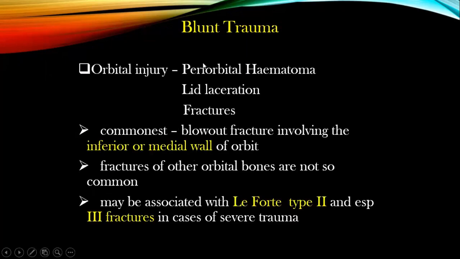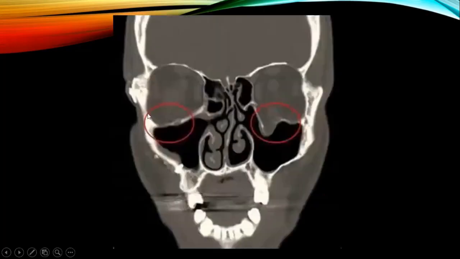So blunt trauma, it can give rise to a whole lot of complications from front to back up to the optic nerve. The orbital injuries, they can give rise to periorbital hematomas, lacerations, fractures, especially involving the inferior or the medial wall of the orbit. And sometimes it can be associated with Le Fort type 2 and type 3 fractures. And as seen in this CT, there's a fracture of the inferior orbital wall, and there's a classical teardrop sign here. And if you compare it with the other side, there's a fracture in the inferior orbital wall.